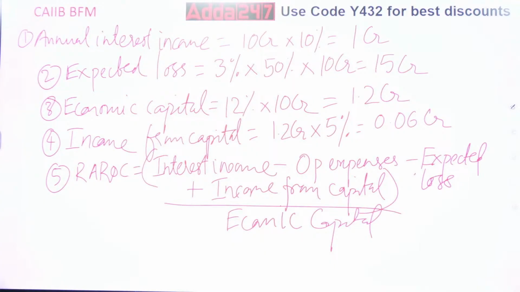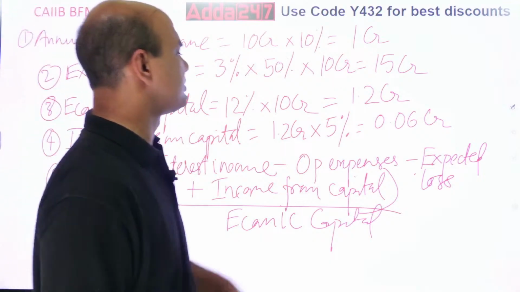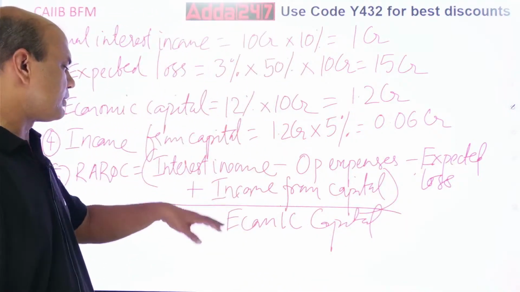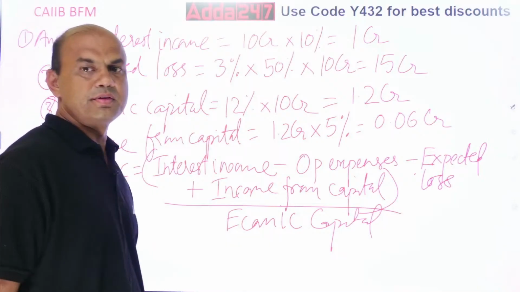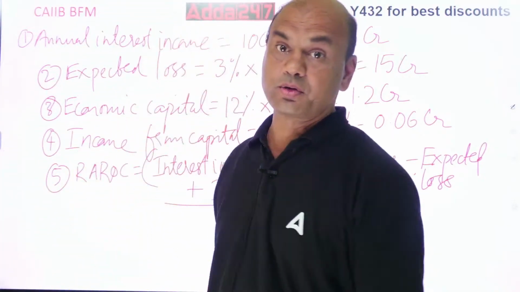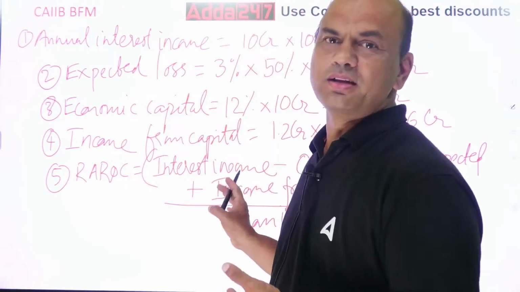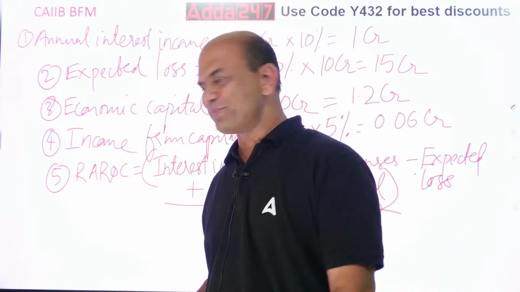I will give you 2 minutes to solve. Do it, everyone, now. Solve this. So what is the answer you are getting? Interest income minus operating expenses minus expected loss plus income from capital, the whole upon economic capital. How do you do this? Simple calculation. Let's do it jointly.